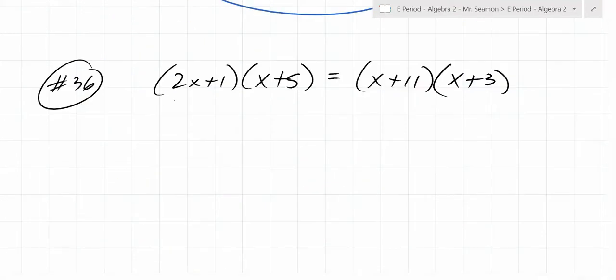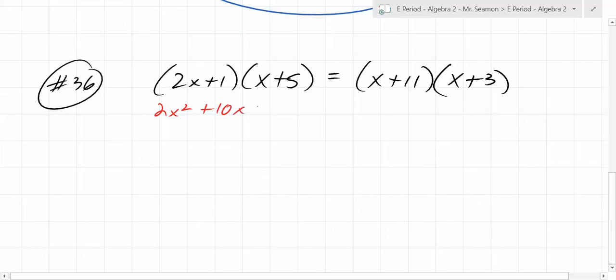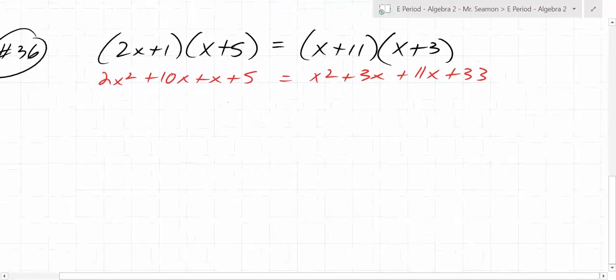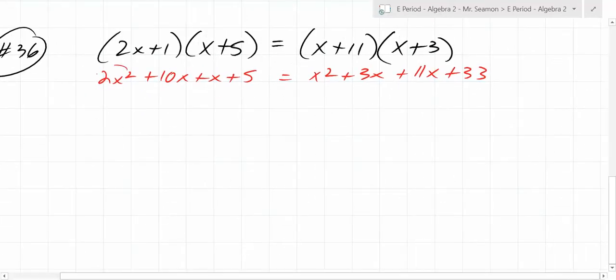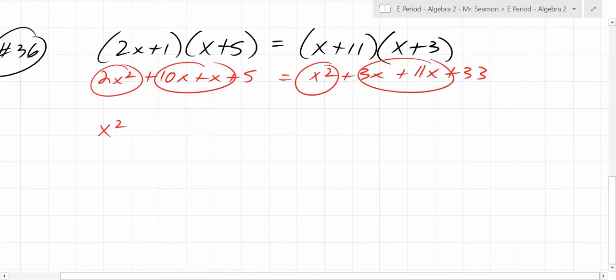So you have to clean it up first. So let's just do it right. So 2x squared plus 10x plus x plus 5 equals x squared plus 3x plus 11x plus 33. Now you have to make sure it's in standard form. So you take care of these two. What did this become on the left? It becomes x squared, and you have 11x and how many x over here? 14. So it's going to be 11 minus 14 is minus 3x, right?